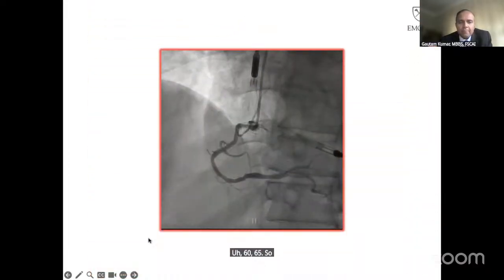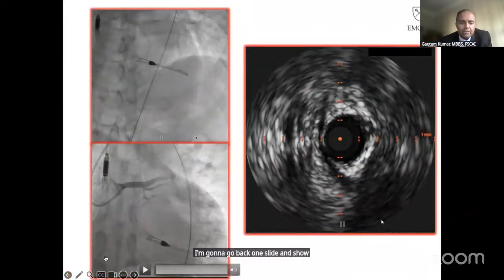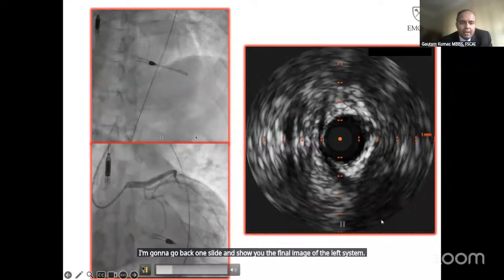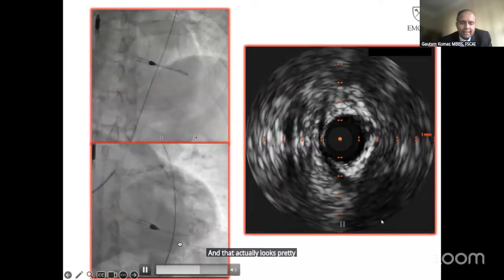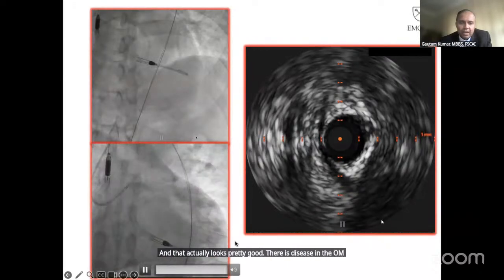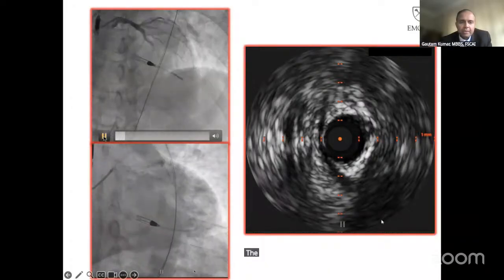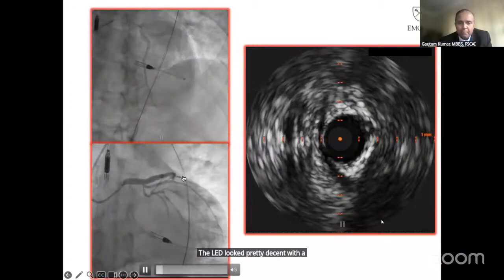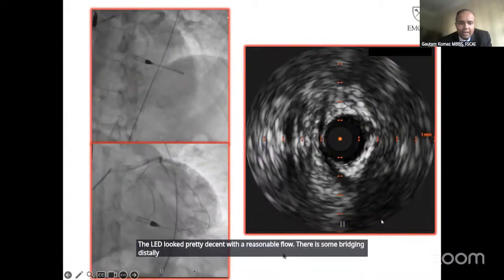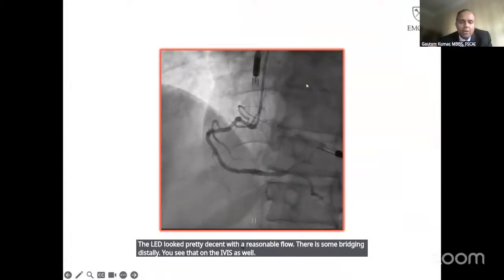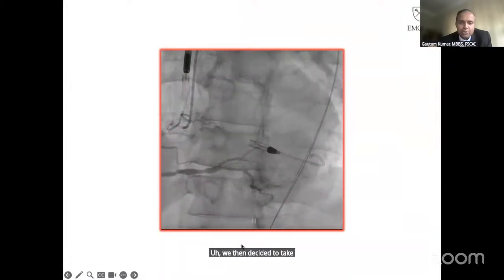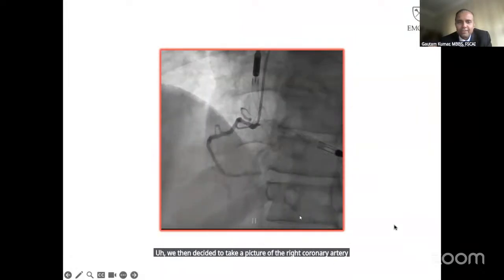So I'm going to go back one slide and show you the final image of the left system. And that actually looks pretty good. There is disease in the OMs that are further down, but we decided to leave that for another day. The LAD looked pretty decent with a reasonable flow. There is some bridging distally. You see that on the IVUS as well. We then decided to take a picture of the right coronary artery for those of you purists, and it looks okay.